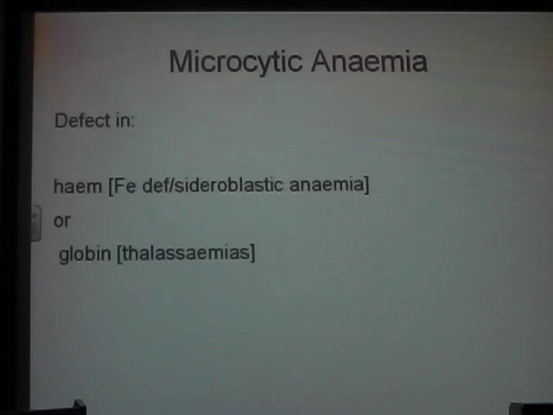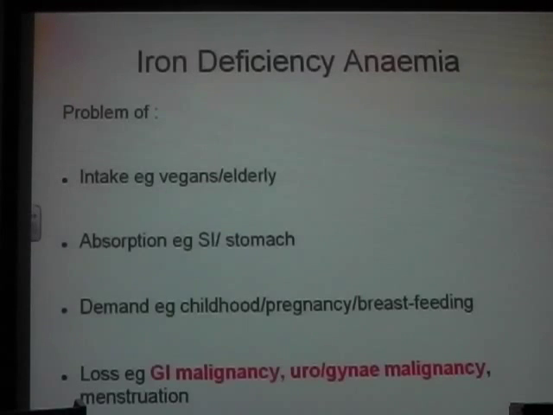In terms of your heme, we've got iron deficiency, which is a big part of your syllabus, and then the slightly rarer sideroblastic anemia, which is basically due to a defect in the heme synthesis itself. And then globins, we've got thalassaemias, and we'll look at those. So let's look at iron deficiency anemia.